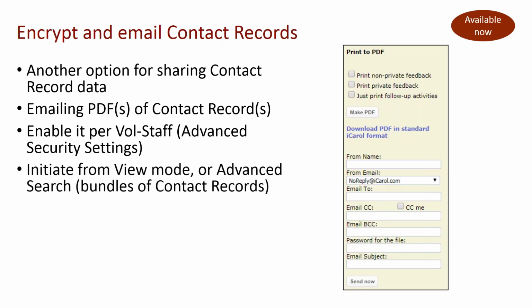You can initiate this sending of the email from viewing a single contact record and creating that single PDF, or from an advanced search. And in that example, you might want to be creating bundles of contact records. Say there's a specific program that you know, on a daily, weekly, however often basis, you're going to be emailing all of the contact records. Maybe you've created a specific filter on your contact record for it, and then you can quickly do a search for all of the calls that fall into that filter and create that batch PDF to send as an email right within iCarol.